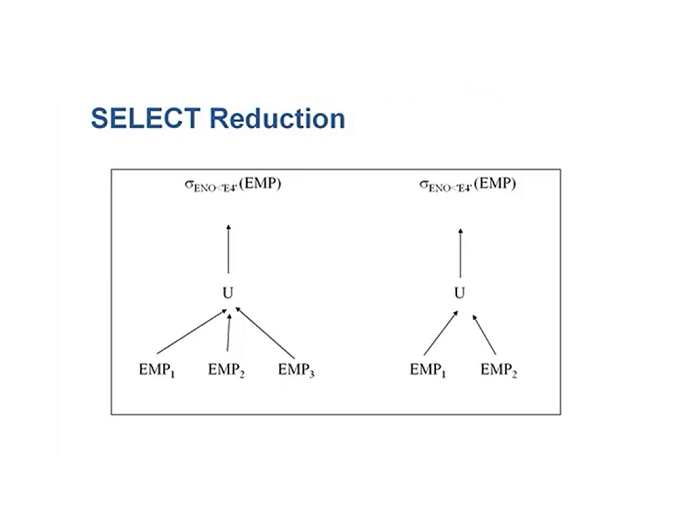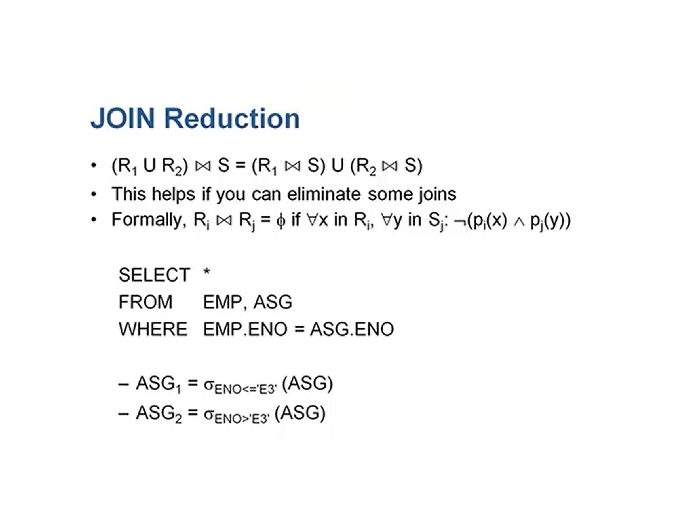If we look at the select reduction, we normally would be unioning 3 fragments to produce a result, and then we'd apply a selection criterion of enum is less than E4. But that selection criterion is only applicable to employee fragment 1 and employee fragment 2, so we can eliminate employee fragment 3 from the join expression. Similarly, we can apply this to a join reduction. If we're joining different fragments of R and different fragments of S, we can just pick the fragments that have the same or reasonable connection between their fragment definitions.